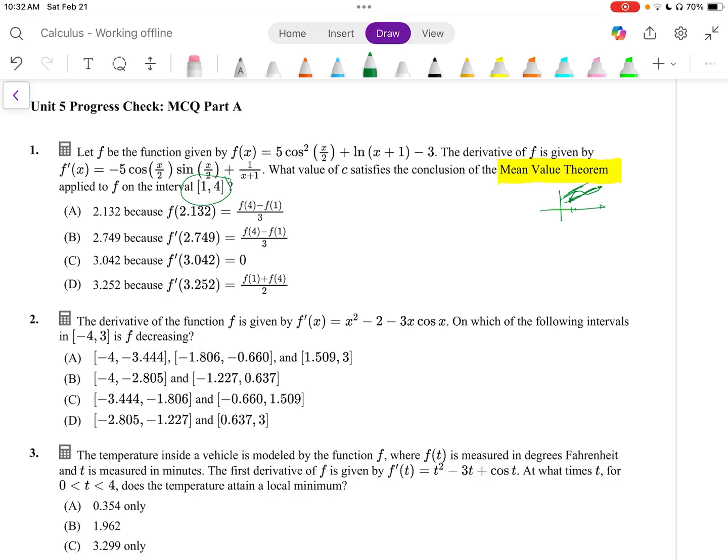So as we look at our choices here, we need a derivative to be equal to a slope. Well, in part A, this says a function is equal to a slope. We don't want a function equal to a slope, f of x, so it's not that. B, 2.749, because the derivative of 2.749 equals, so is this a slope, f of 4 minus f of 1 over 3? Well, remember we have y2 minus y1 over x sub 2 minus x sub 1, and so that's what we have there. And 3 comes from 4 minus 1, so it could be B.